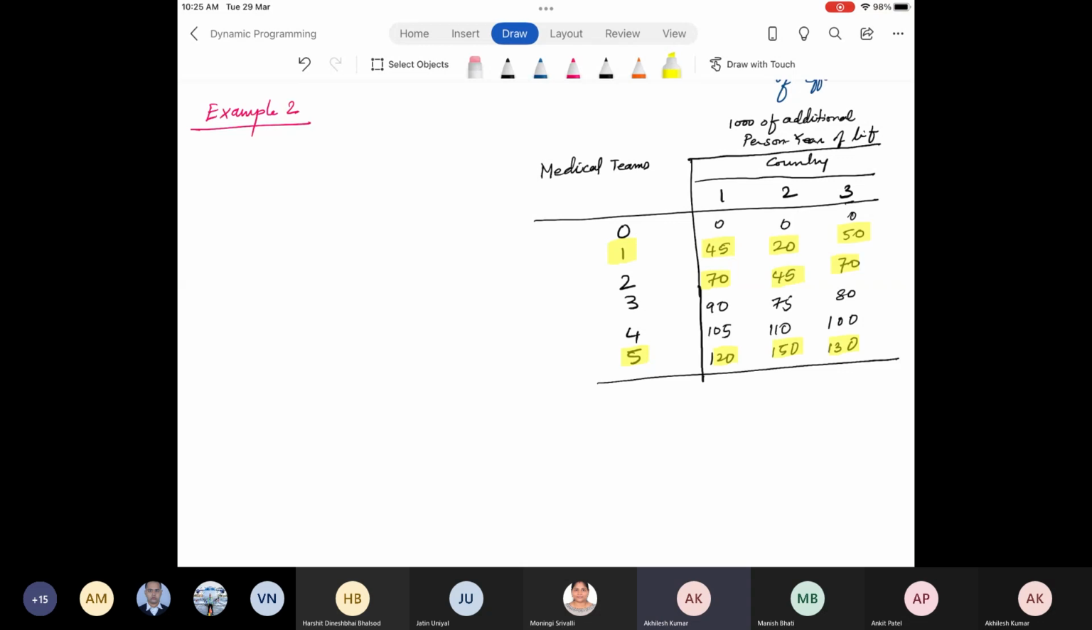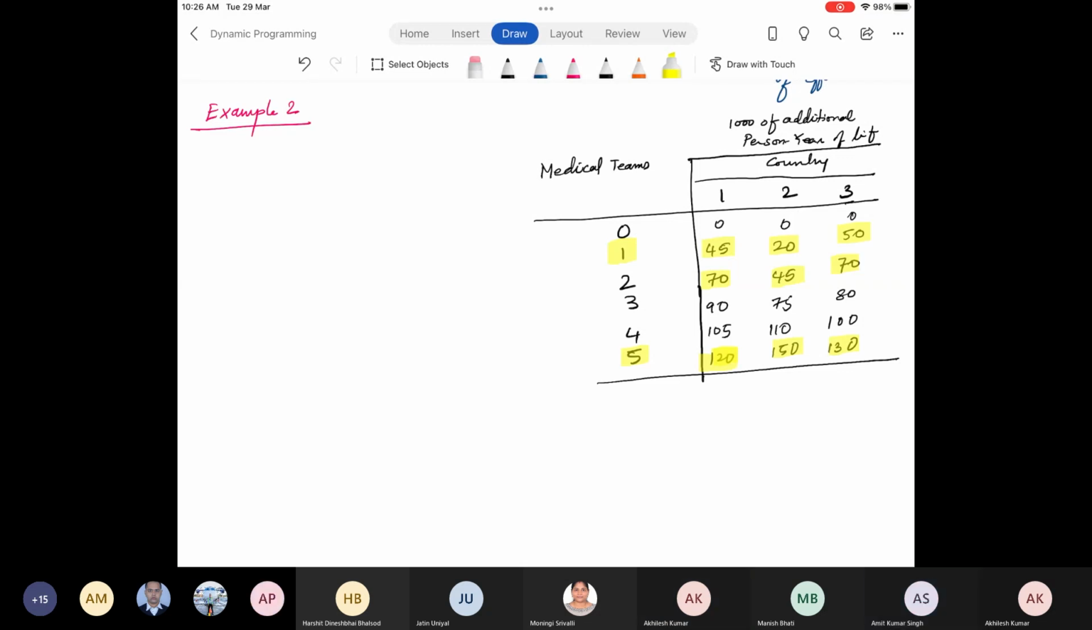Now I can allocate all five to just country one. In that case, what would be the total thousands of additional years of life, the increased life expectancy? If I just allocate all five teams to country one, what is the value of the additional person years of life? 120. Just 120. Okay, so that is the trade-off. How do I allocate it so as to maximize the performance measure? Is the question clear?